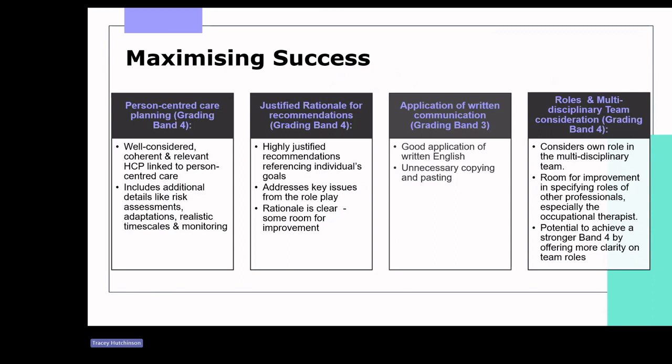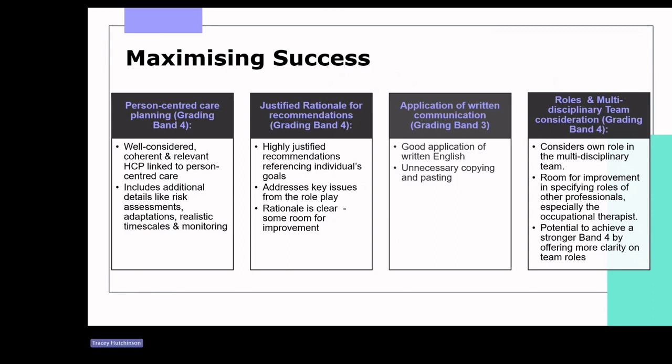We've got the chief examiner's commentary on the student's work, which can be summarised and was cross-referenced with the grading bands, as well as the indicative content. In relation to this student, they had comprehensive person-centred care planning, evidencing grading band 4 criteria. It was well considered, coherent and relevant healthcare planning linking to person-centred care. It includes additional details such as risk assessments for home and work, adaptations, realistic timescales and monitoring.